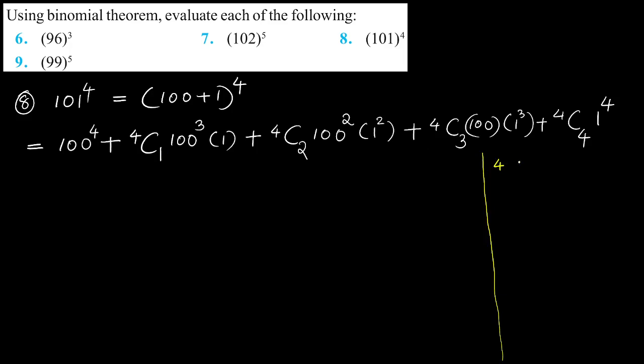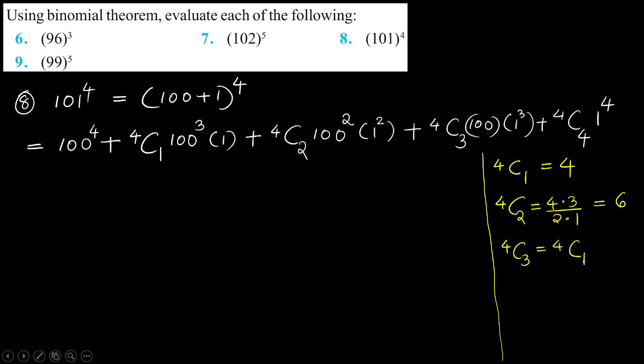Now 4c1: I want to find the value of nCr. 4c1 is 4 because nC1 is n. 4c2 will be 4 into 3 by 2 into 1. If you don't understand, please ask. 4C3 is the same as 4C1 because nCr equals nC(n minus r), so 4. Finally 4C4. It is 1, nCn is 1.